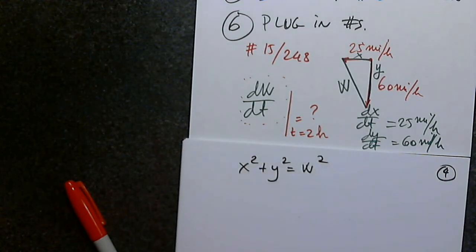Excellent. Indeed, the Pythagorean theorem, x squared plus y squared equals w squared. Excellent. And now I'm ready to differentiate. I found the equation that relates the given information to what I'm interested in finding. That's really all I need. And now I will differentiate.